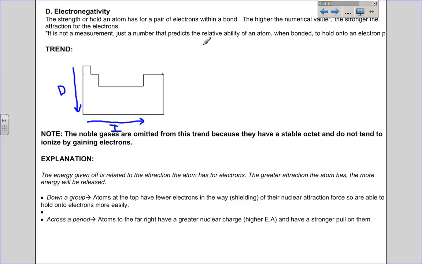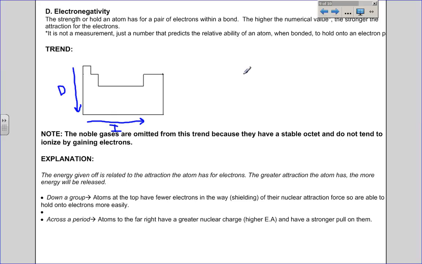So for example, fluorine has an electronegativity of 4.0, and sodium might have an electronegativity of 1.0. These numbers don't have a unit, they just show the relative attraction that the atoms have for electrons. So in seeing those values, we can tell that fluorine has a greater attraction for electrons than an atom of sodium does.